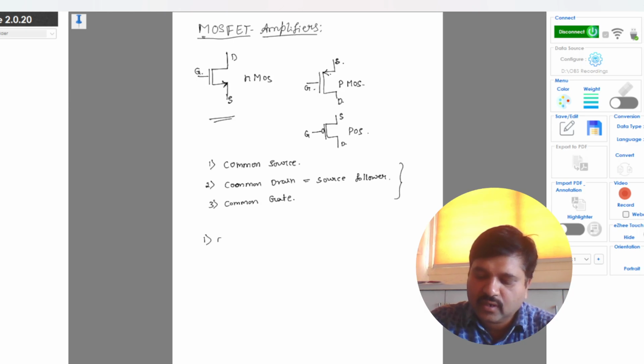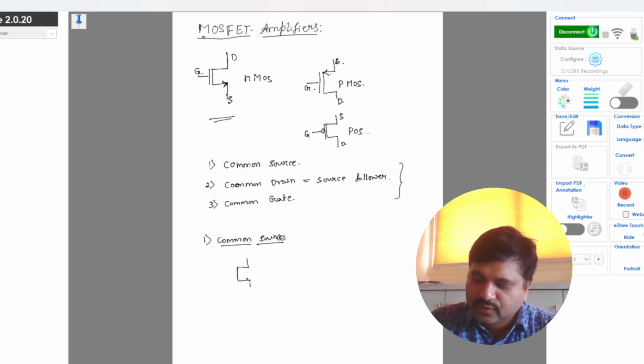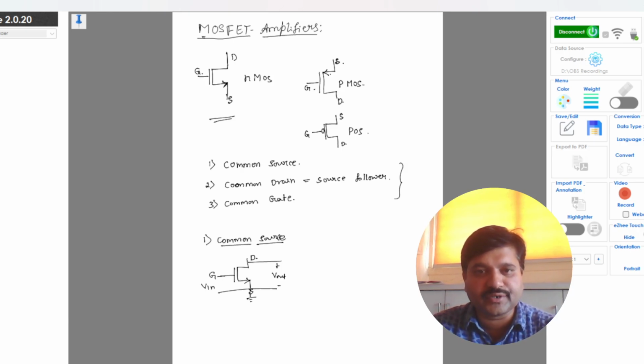So the first one, common source. The source is common for both input and output. This is gate, this is source and this is drain. Common source means the source acts as a ground for both input and output. Output is taken across the drain terminal. So this is the common source configuration.